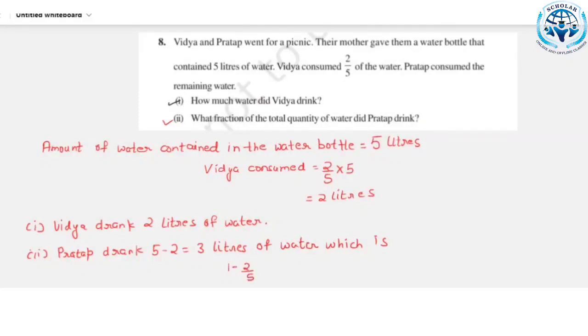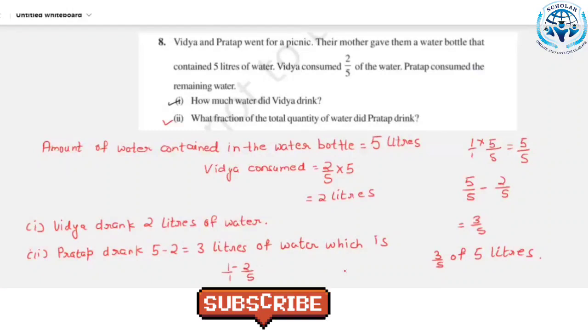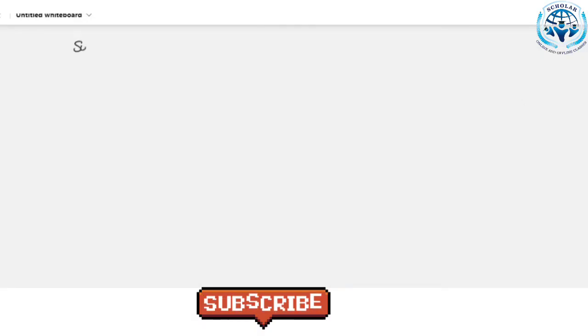So 1 minus 2 by 5, or you can write 3 by 5 directly. 1 is the whole. The fraction of water consumed by Vidya was 2 by 5. So we will subtract 2 by 5 from 1 and we will get 3 by 5. Or you can write 3 liters of water out of 5 liters total. So directly we can write 3 by 5, or we can subtract 2 by 5 from 1.